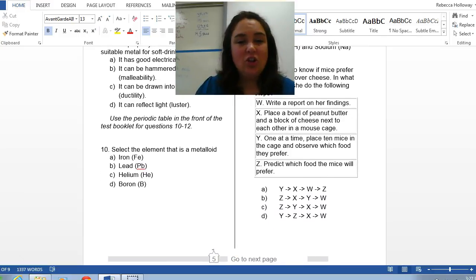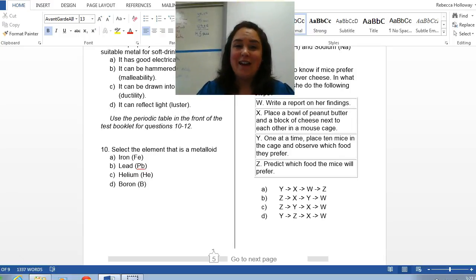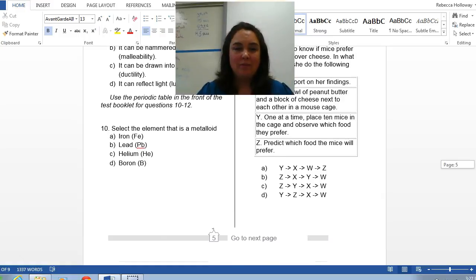So this says to use the periodic table in the front of the test booklet for questions 10 through 12. So definitely make sure you have that periodic table out. Number 10. Select the element that is a metalloid. A, iron, Fe. B, lead, Pb. C, helium, He. Or D, boron, B. Select the element that is a metalloid.